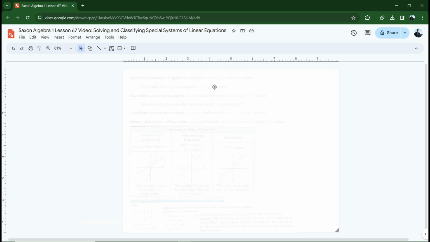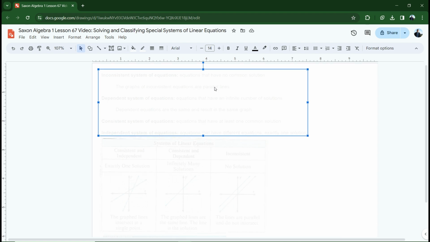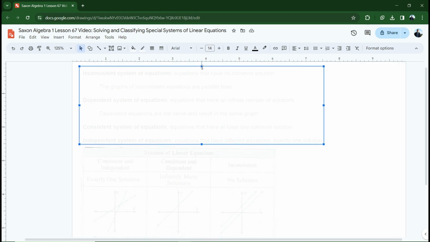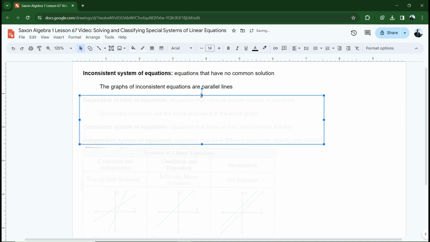All right, the special systems of equations we're going to be talking about in this lesson. First of all, we're going to talk about a type of system known as an inconsistent system. Inconsistent systems are equations that have no common solution. In other words, there's no xy coordinate pair that solves both systems of equations.